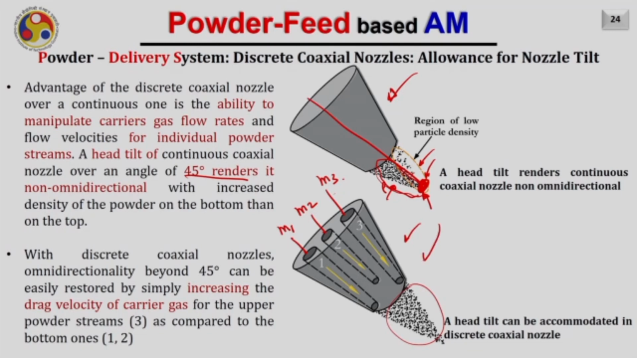But this is not the case if I am using a discrete nozzle. If I tilt the head in that case with a discrete coaxial nozzle, the omnidirectionality beyond 45 degrees can be easily restored by simply increasing the drag velocity of the carrier gas for the upper stream. For example, here in this case, the upper stream is number 3. So I can increase the flow rate of the powder in this nozzle. If I increase the powder flow rate in this nozzle, of course I can compensate, and I will have more powder flow rate on the top side and less powder flow rate on the bottom side. As a result, the concentration of the powder available around the laser spot will be uniform.